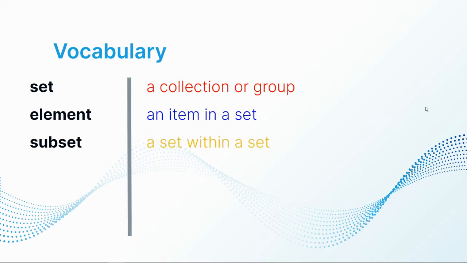A subset is a smaller pullout from the larger set. So let's say you had 10 people in the room and you pull 5 people out into a separate group. That would create 2 separate subgroups within that group of 10.